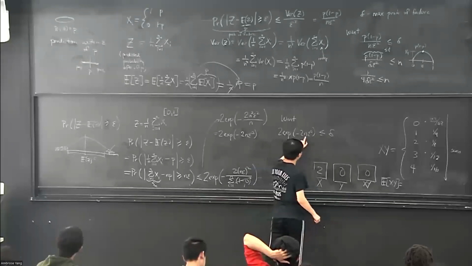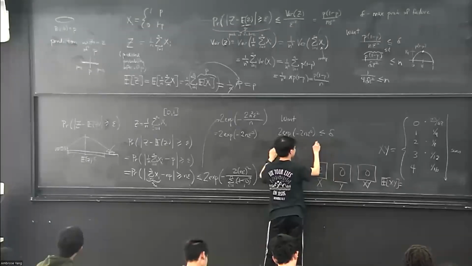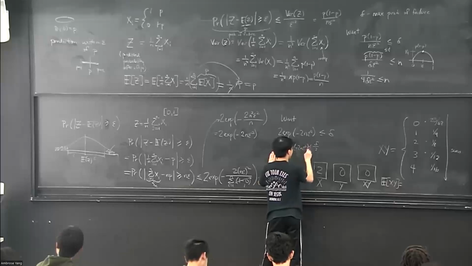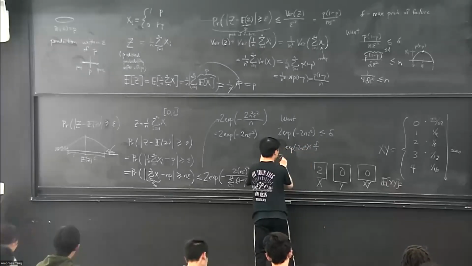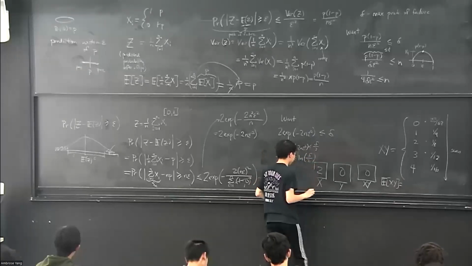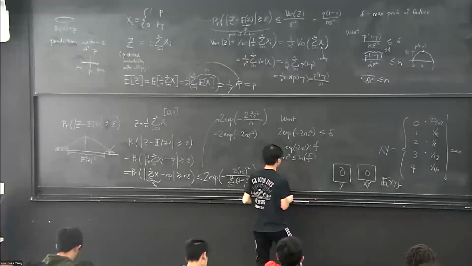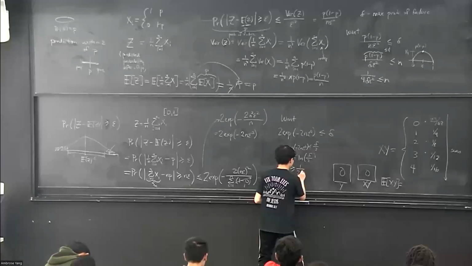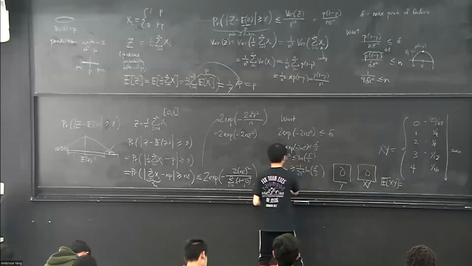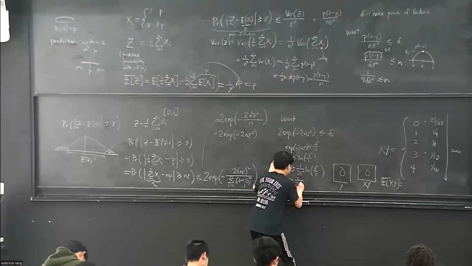Now I can solve this. How many n's do I need? I'm going to divide. I have a delta over 2. So I have exponential negative 2n epsilon squared. All right, I'm going to take the log. Then I'm going to divide by negative 2 epsilon squared, so that flips the inequality. And I'm going to put this negative into the log. So get this.